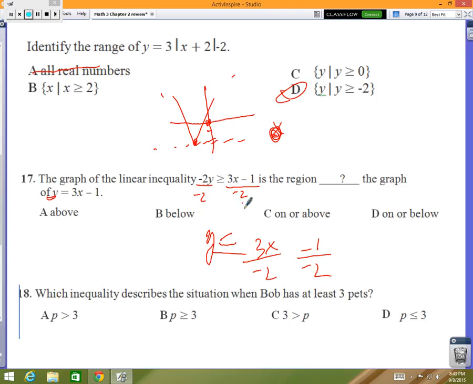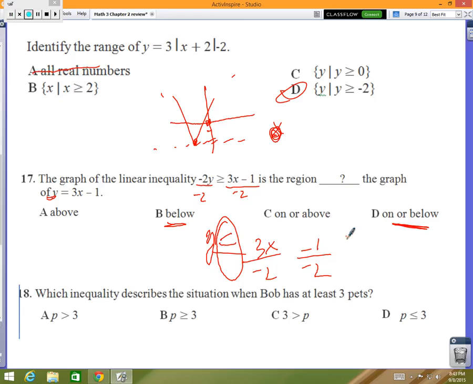So the big deal is this. We are shading less than, and less than is going to be below. Okay, now we've got two options. We've got B and we've got D.